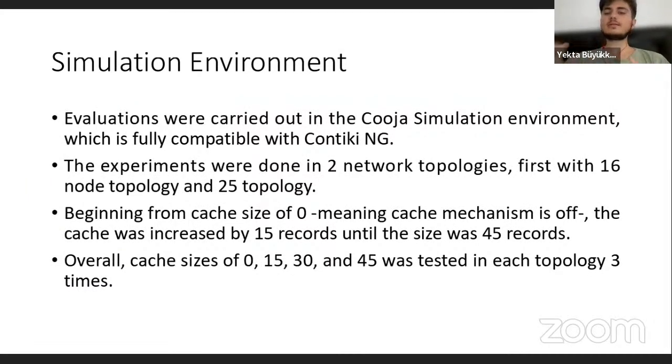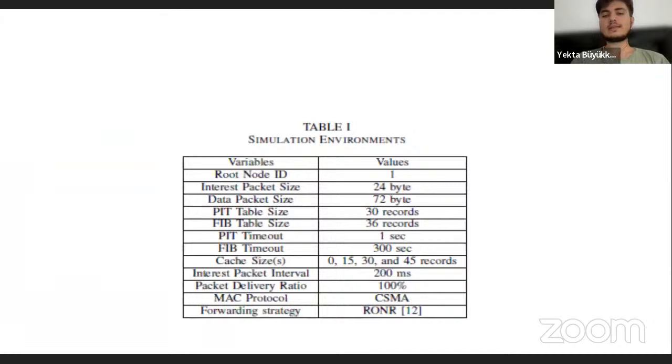The experiments were done in two network topologies, first the 16-node topology, and second the 25-node topology, as I showed you just recently. Beginning from a cache size of 0, meaning no cache mechanism, the cache was increased by 15 records until the size was 45 records. So overall, cache sizes of 0, 15, 30, and 45 were tested in each topology 3 times, to make sure the data was consistent in each run. So these are the variables we used when we did our simulations.